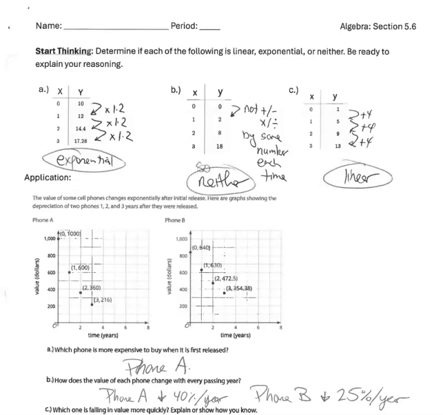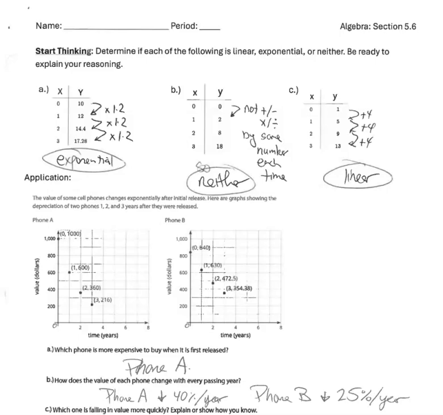The way that you can figure out if it is linear is if you are going to have a constant rate of change. Usually that looks like you are adding or subtracting the same number over and over and over. And then exponential is going to look like you are multiplying or dividing by the same number over and over and over. And if it's not one of those, then it is going to be neither.